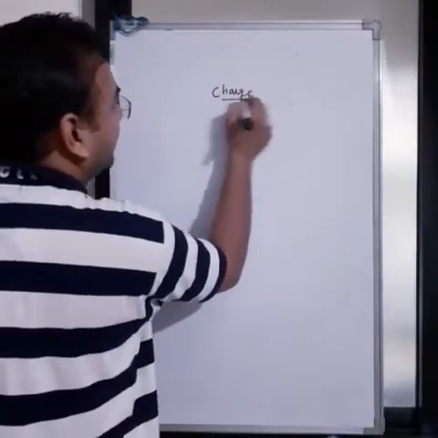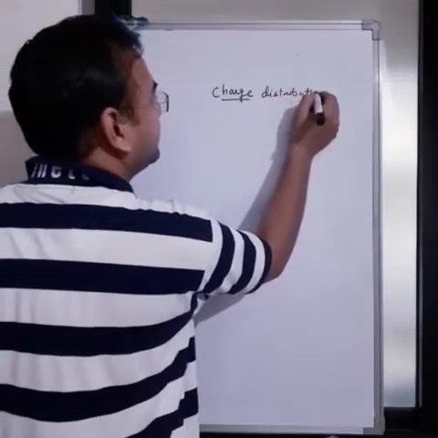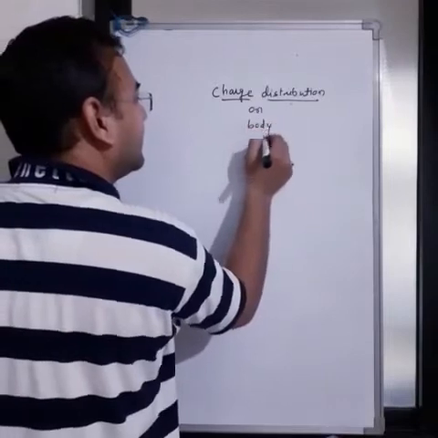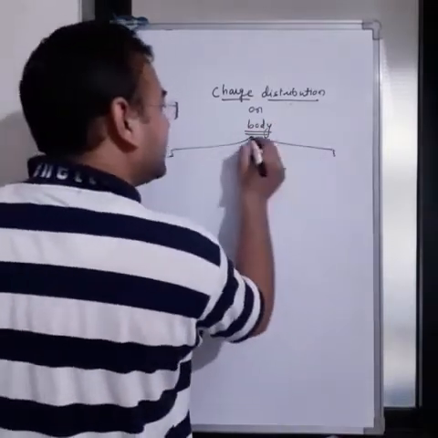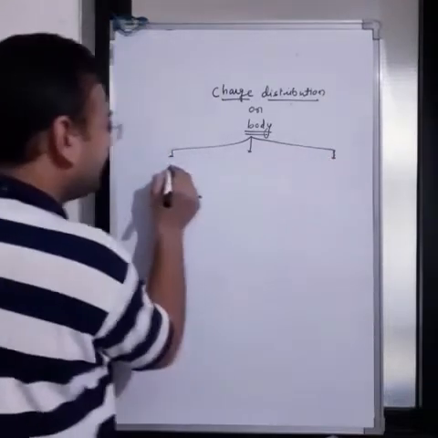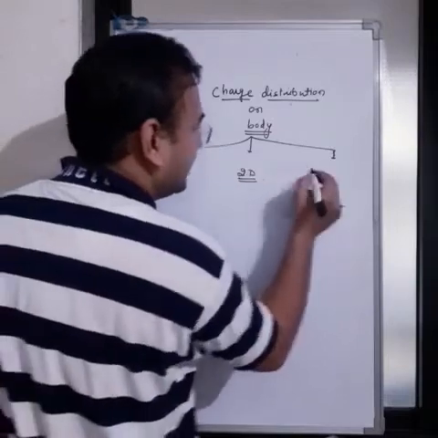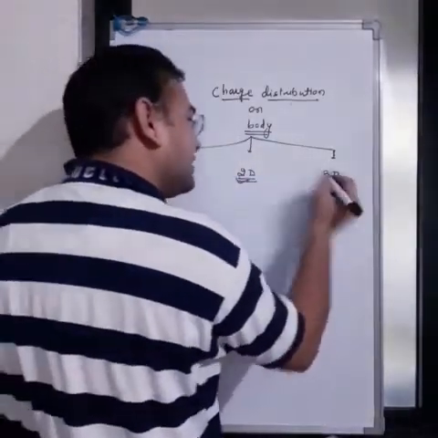Another topic. It's a charge distribution on body. So if we divide it in three parts, then one is known as 1D, one is known as 2D and one is known as 3D. One dimension, two dimension and three dimension.